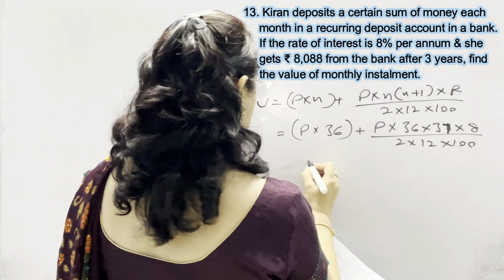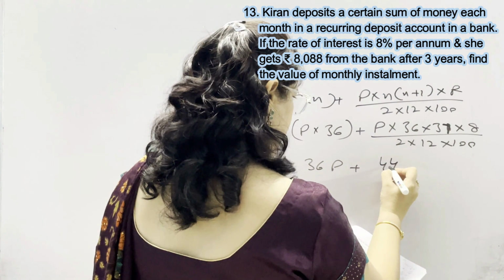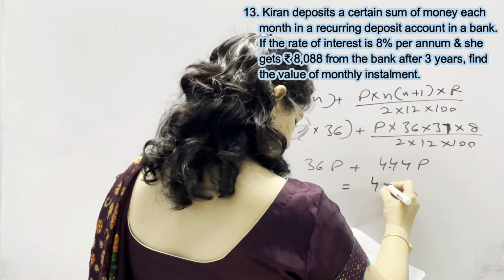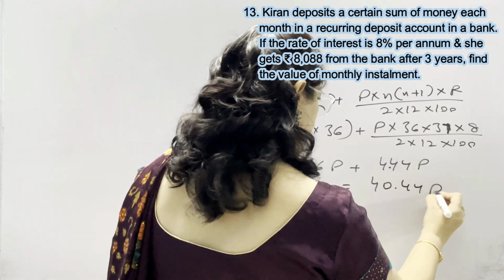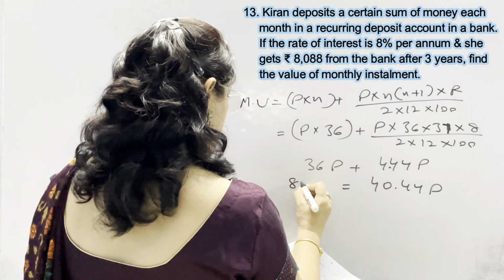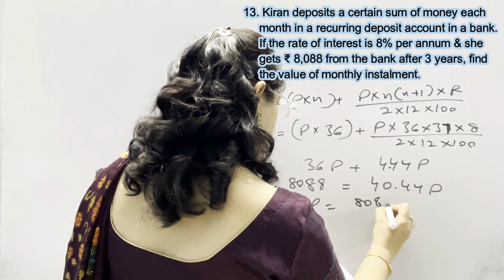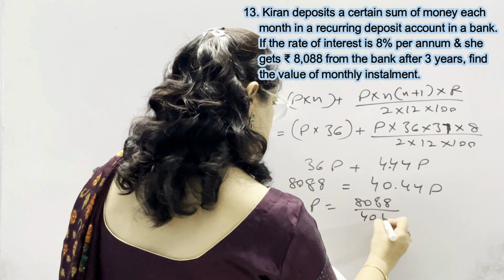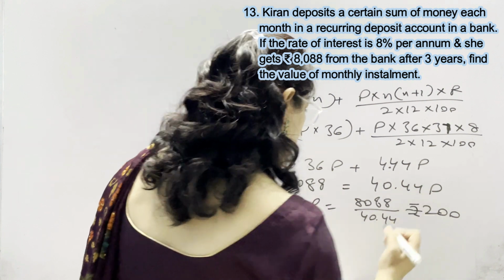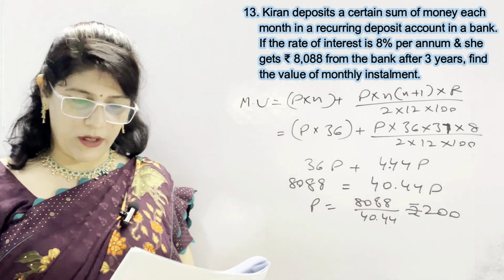So 36P, and after solving this, 4.44P. So their value comes out to be 40.44P. And maturity value we have been given in the question as 8088. So value of P is 8088 divided by 40.44. It means its value is rupees 200. So the monthly installment deposited by Kiran is rupees 200.